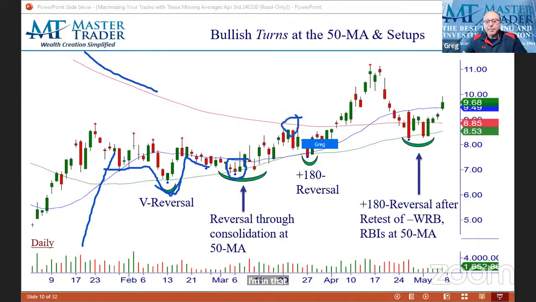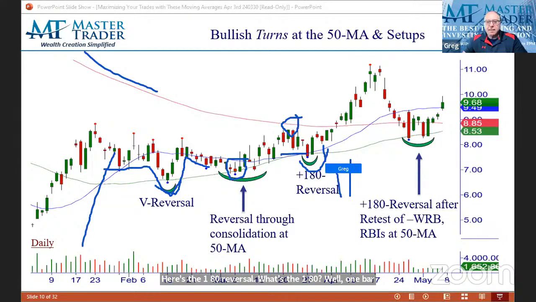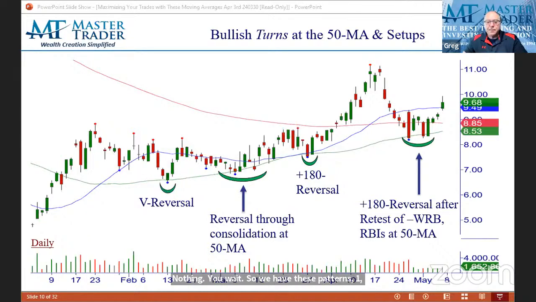Now, why did it stop there? Self-fulfilling prophecy. A lot of people look at moving averages and these exact ones. And so it creates a belief that it's going to stop at that point. And then it pulled back. Here's the 180 reversal. What's a 180? Well, one bar went up, another one went back down. So it broke down and it came back up again. What do you do with that? Nothing. You wait. So we have these patterns, 1, 2, 3s, 1, 2, 3, 4s, which is here, this is just a deep reversal pattern into this resistance.